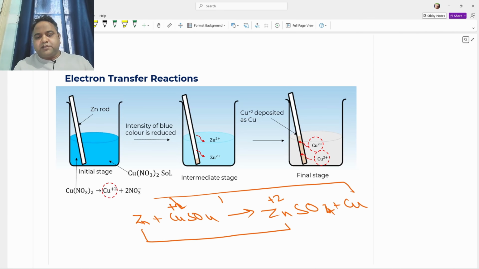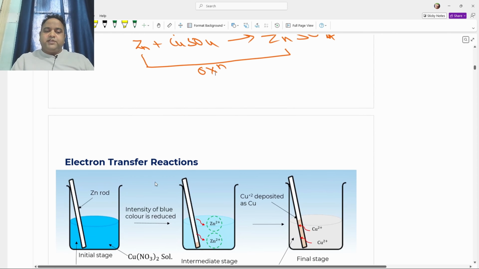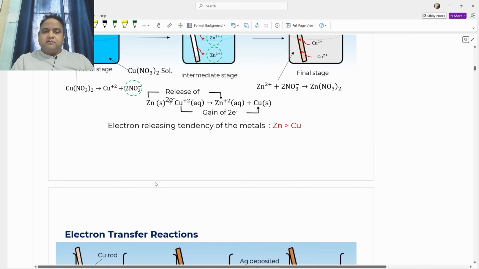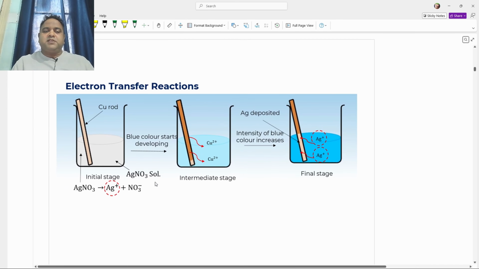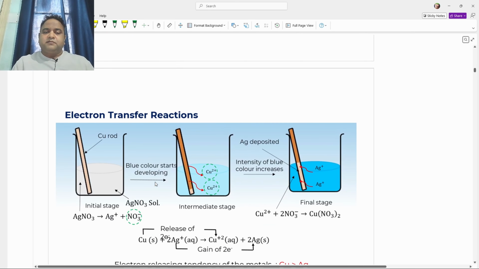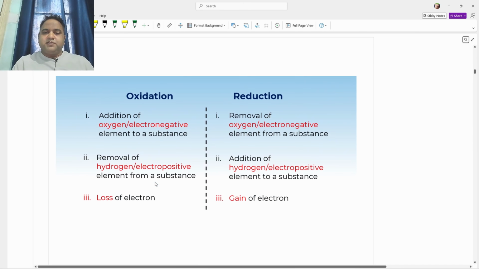Zinc is moving from zinc to ZnSO4, going to +2, and copper is moving from +2 to 0. Copper is undergoing reduction. This is the case of reduction. Moving from Zn to Zn+2 is the case of oxidation. During oxidation, charge always increases. Transfer of electron takes place. The more reactive metal displaces the less reactive metal from its salt solution. These are examples of redox reactions.